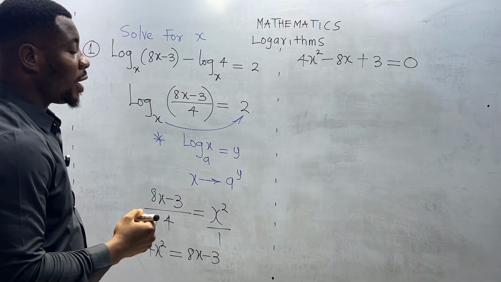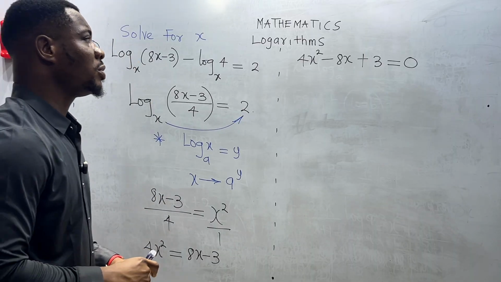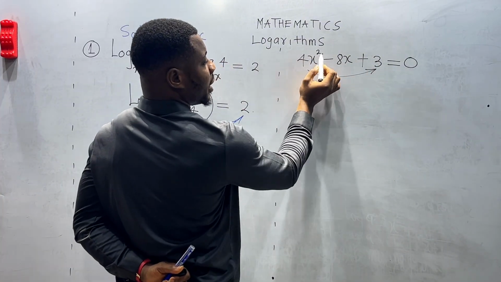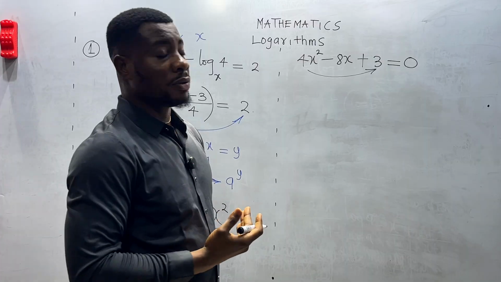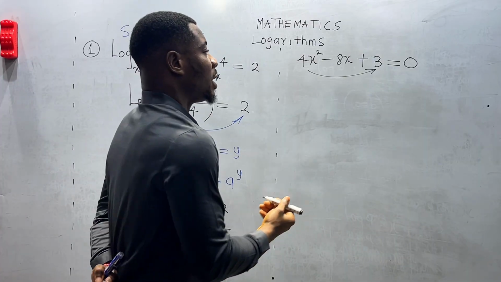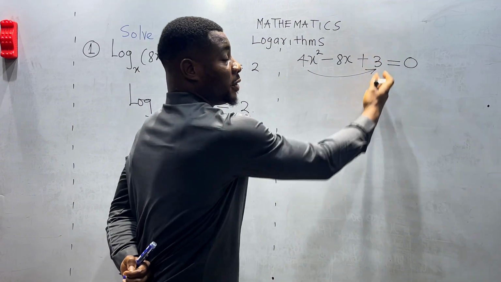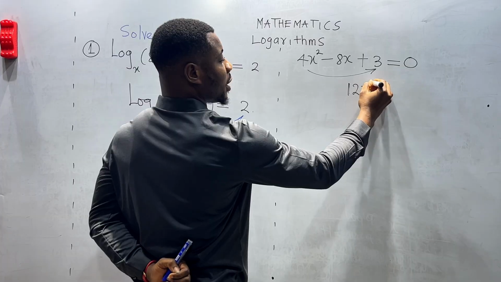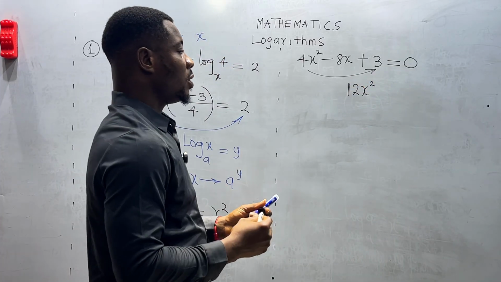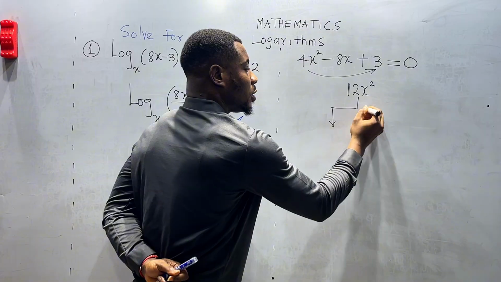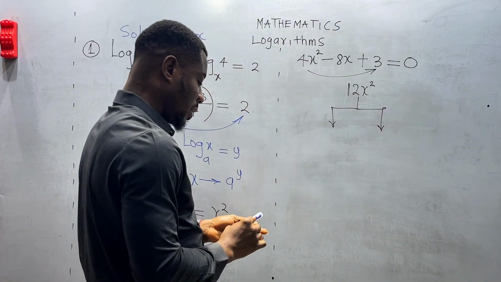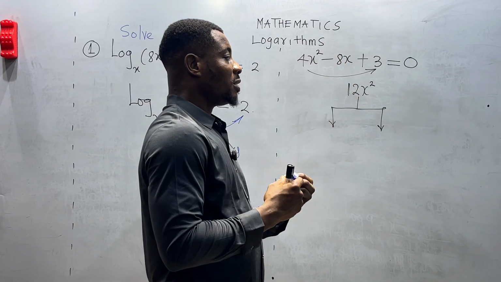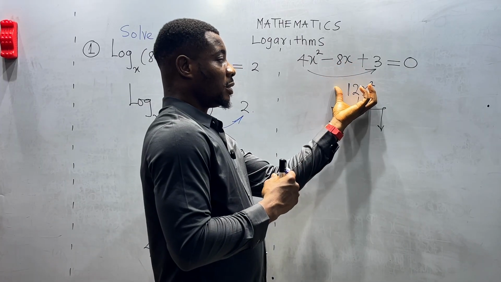So how do we solve quadratic equations? The first thing we do, we multiply the term that has the highest power of x, that has x squared, and the constant term, that is the term without the variable. When we multiply both of them, we are going to have 12x squared. Now from this 12x squared, we are going to produce two factors such that when the factors are added, we have minus 8x, and when the factors are multiplied, we have 12x squared.